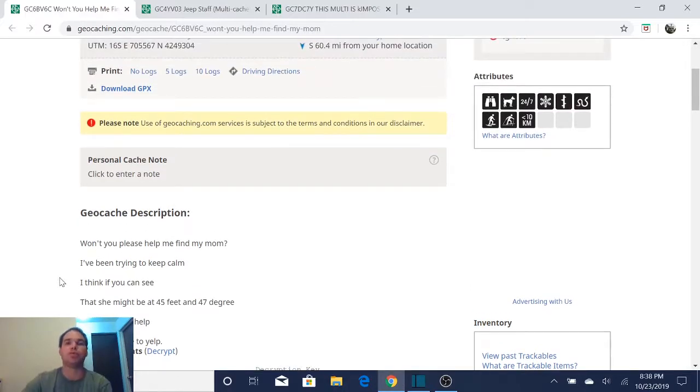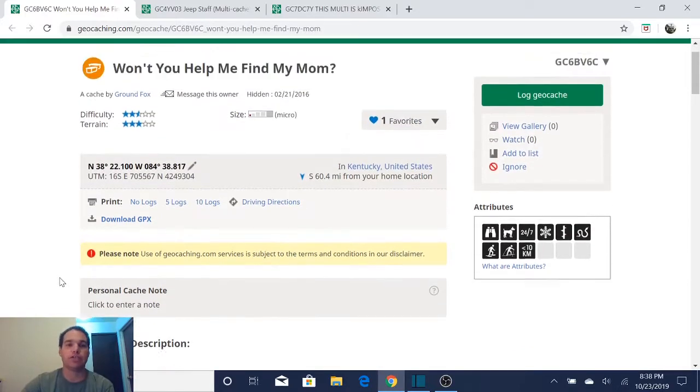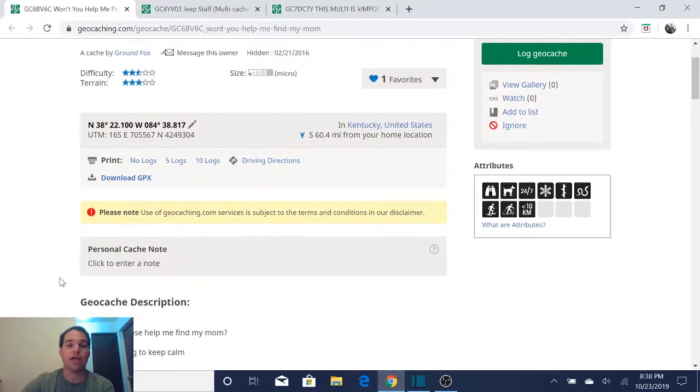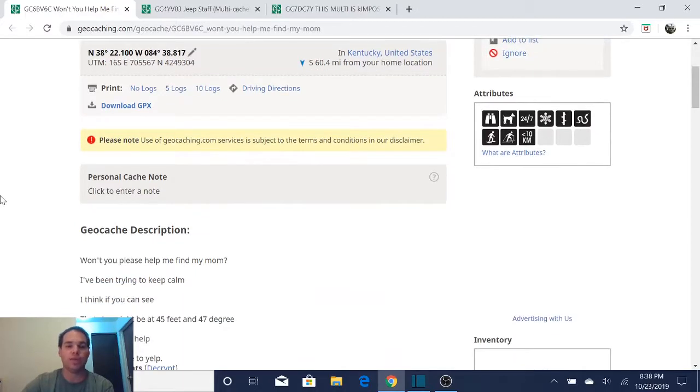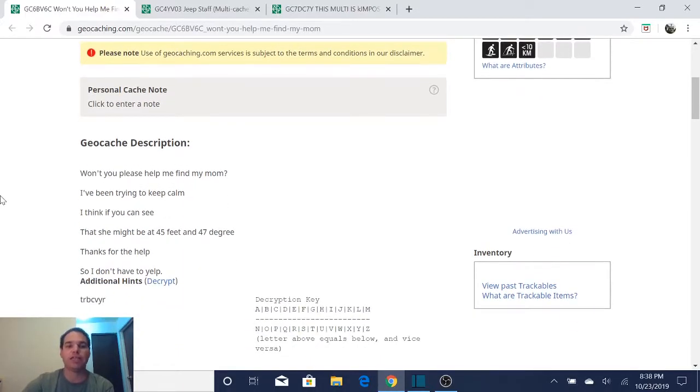Let's look at the second type of multi-cache that you could encounter when you're out geocaching, and that's what's known as a projection geocache. So in this particular case, again, you're going to start at the posted coordinates, which are stage 1. When you get there, you're going to read the cache page, and for this cache, you need to travel 45 feet at 47 degrees. So in order to project a waypoint, you're going to need to use your GPS.